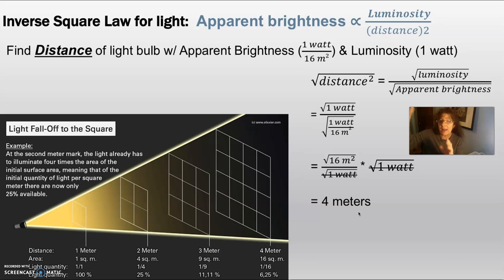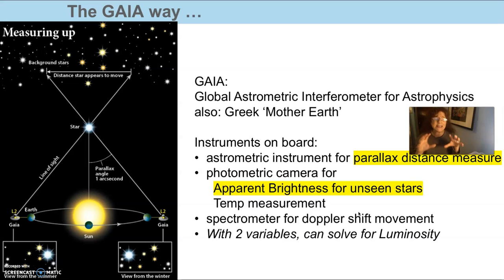You can send a satellite up. The satellite can take a very good view and get a good luminosity measurement. And you already have a catalog of the apparent brightness. Then you can figure out the distance from there. This is exactly what a satellite called Gaia does. Gaia stands for the Global Astrometric Interferometer for Astrophysics. It's put out by the European Space Agency, and it also stands for the Greek symbol for Mother Earth, Gaia.